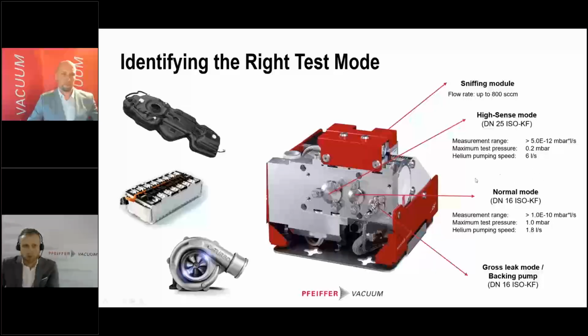Also, one important piece of information that you can see here on this slide is the maximum test pressure. This is the pressure that you need to have in your chamber before you open the valve to the leak detector. And those are different for the high sense and for the normal mode. You see here 0.2 millibar for the high sense and 1 millibar for the normal mode. So this is something we always need to have in mind and also need to consider in the layout of our leak test system.